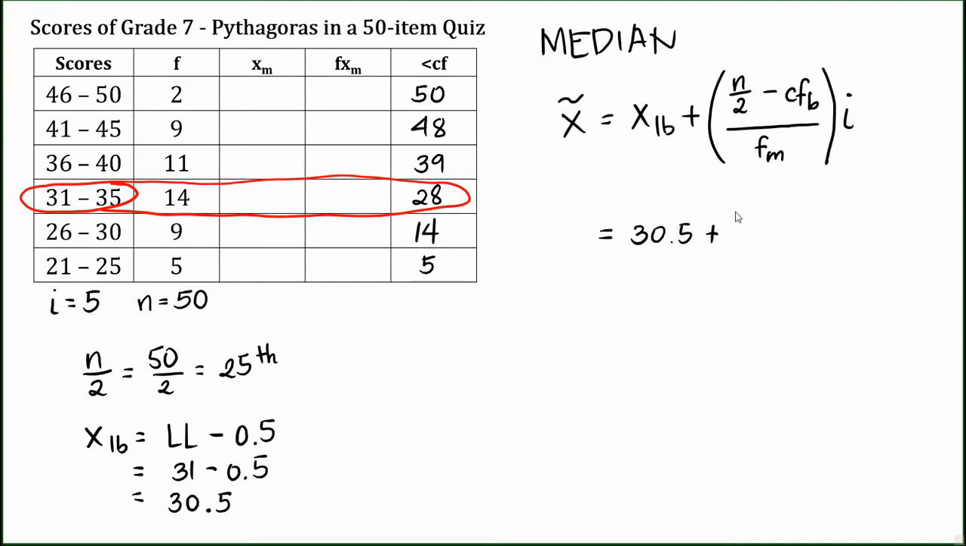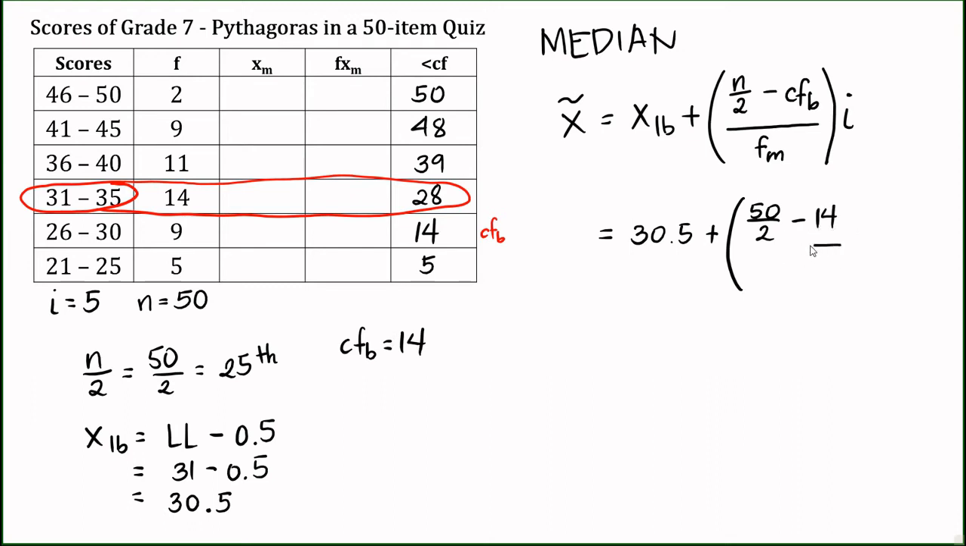Next ay, so we have n. Ang n po natin ay 50. So, 50 divided by 2 minus, so ang cumulative frequency before the median class. So, di ba ito yung median class natin? So, titingnan nyo po yung cumulative frequency before the median class. So, pag sinabing before, yung mas mababa. And that is itong 14. So, ito po yung cumulative frequency before. Yan yung value na gagamitin natin, 14.